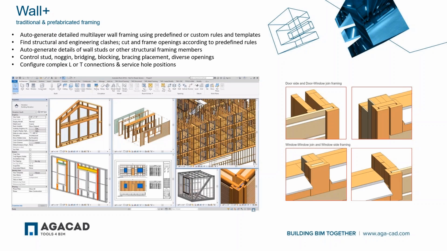We have Wall Plus, which primarily deals with traditional prefabricated wall framing scenarios. We can auto-generate detailed multi-layered wall framing using certain rules and predefined parameters, and we can find structural engineering clashes. We can cut and frame openings according to predefined rules, and we can spread all our structural framing across the wall frame. More than that, we can auto-generate layers of sheathing, paneling, cladding, and all that.